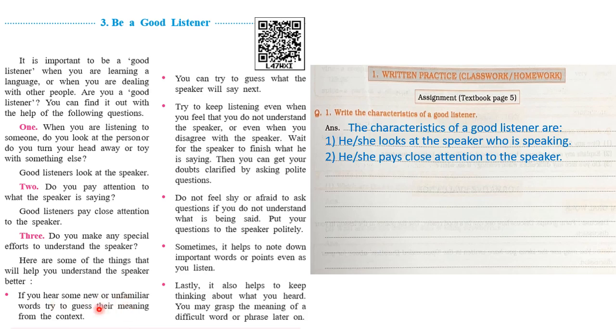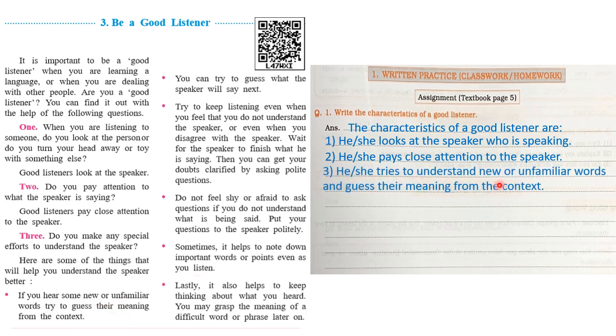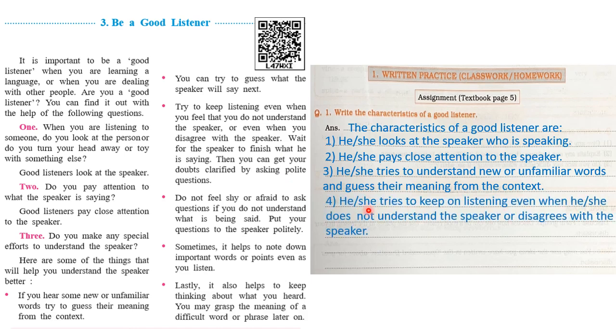Then third is over here, that when we hear some new or unfamiliar word, we should try to guess their meaning from the context. So the third point will be he, she tries to understand new and unfamiliar words and guess their meaning from the context. Now, we can take the next one from here also. Try to keep listening even when you don't understand. So we learned that we should try to keep listening even when we don't understand or even when we disagree with the speaker. So our next point will be he, she tries to keep on listening even when he, she does not understand the speaker or disagrees with the speaker.